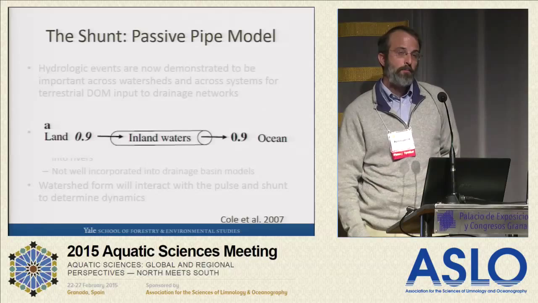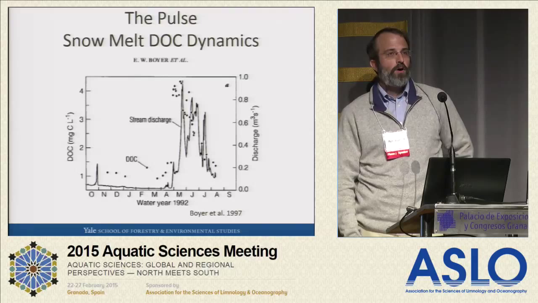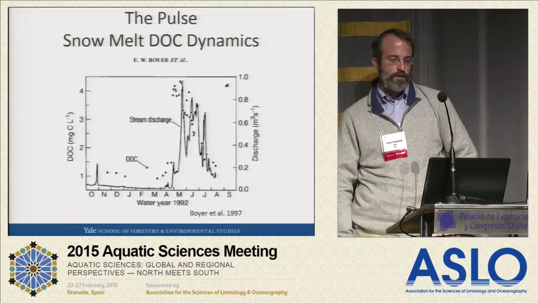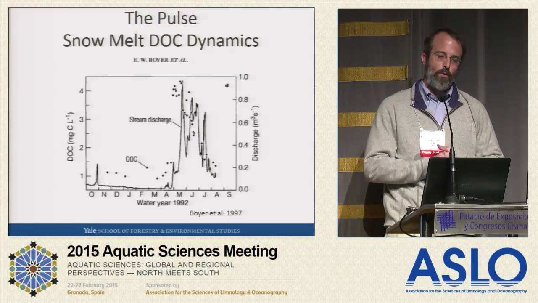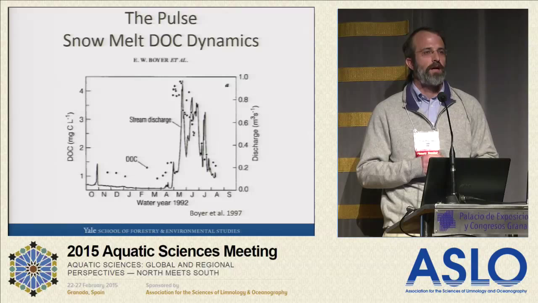Okay, so let's go over the pulse. This is something that is well established and is becoming even more established more recently. Some of the early papers were by Hornberger and Boyer. There's a paper by Boyer from 1997 where she looked at this pulse in a snowmelt dominated watershed. So you can see the hydrograph there is a solid line.